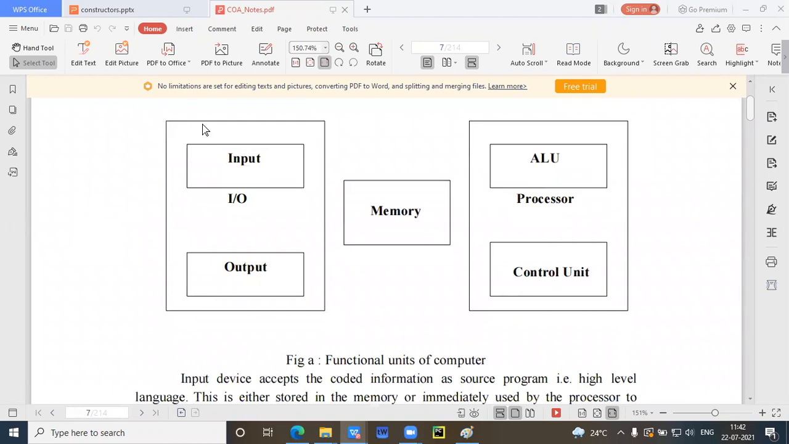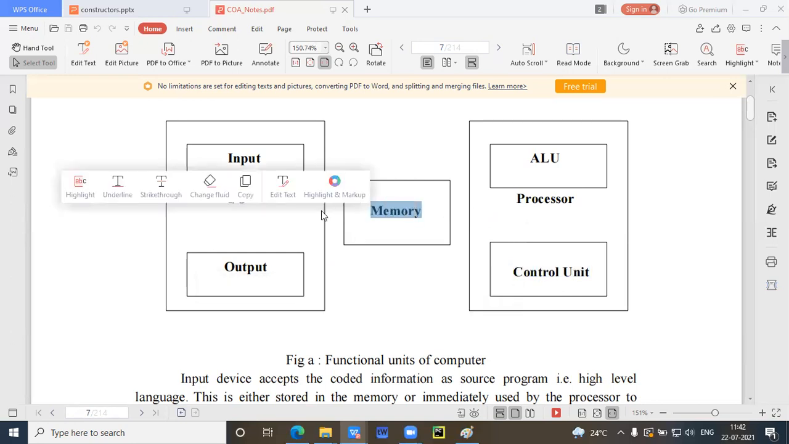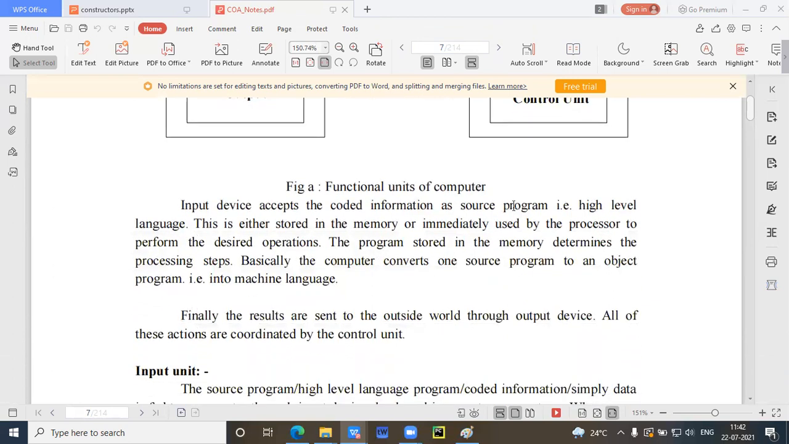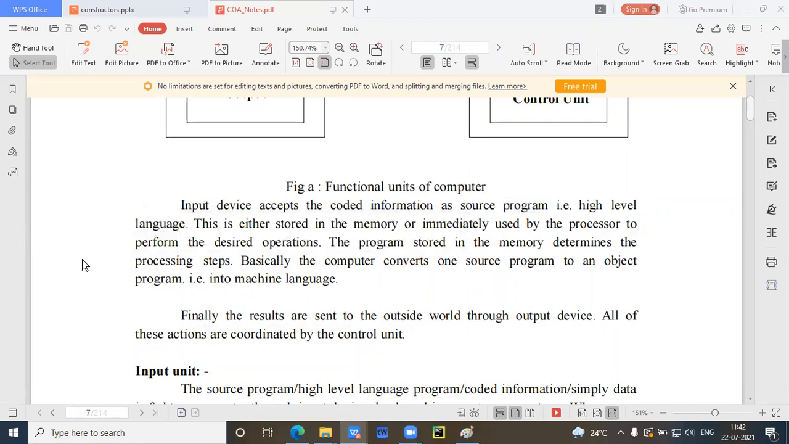See the input, output, IO functions, functional units are here, and ALU, that is, arithmetic logic operations are done in this unit and in the processor. The next, fourth one is the control unit, and finally the fifth one is the memory unit. Input devices accept the coded information as source program. Suppose as CSE students, we implement a C program, C code, that is a source program, right? This coded information is accepted by the input devices, that is, high level languages are accepted.